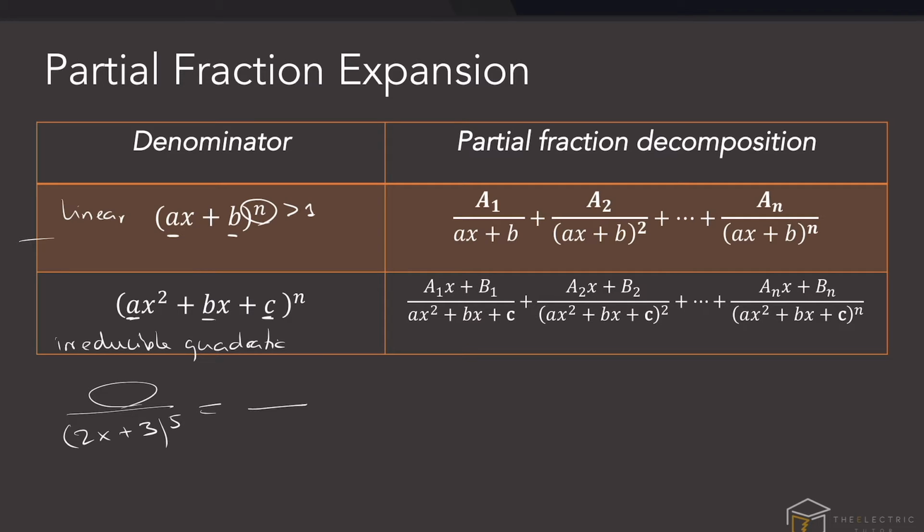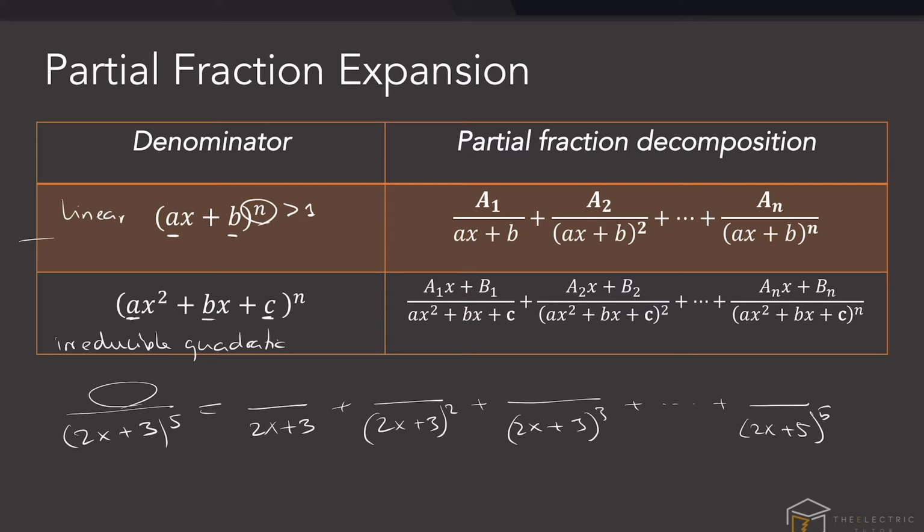Well, the way you do this is you're going to need the 2x plus 3 five times. So the first one is going to be raised to the first power, which is implicit. We don't really write it. And then you need a 2x plus 3 squared, and then a 2x plus 3 cubed, and so on and so forth until you reach the last one. Okay, so there's going to be n smaller fractions.